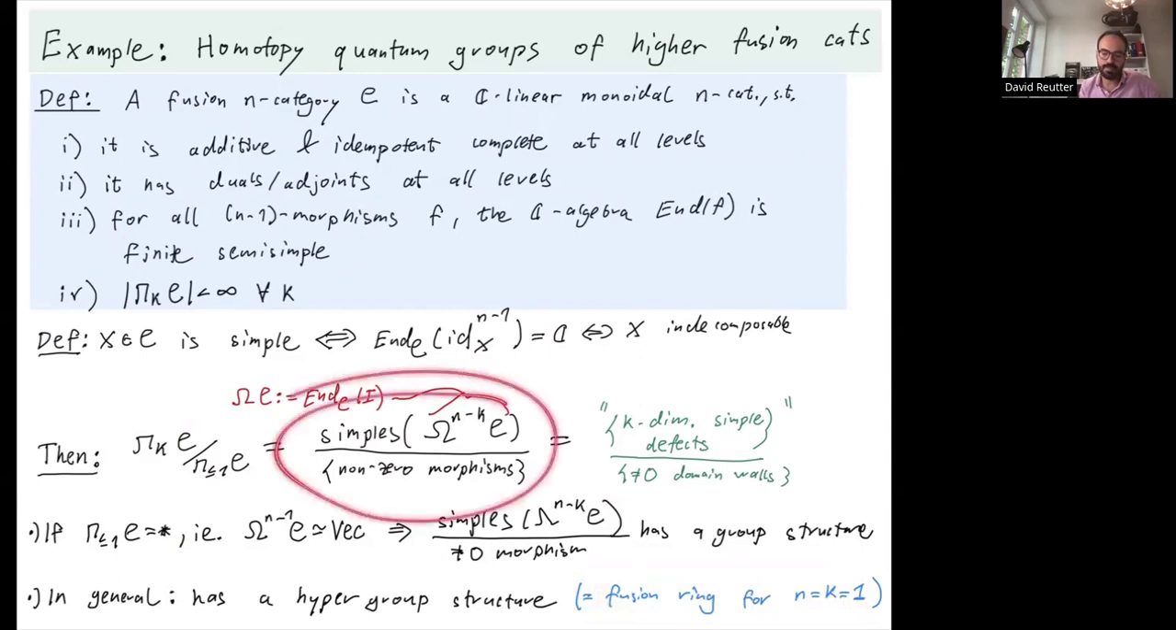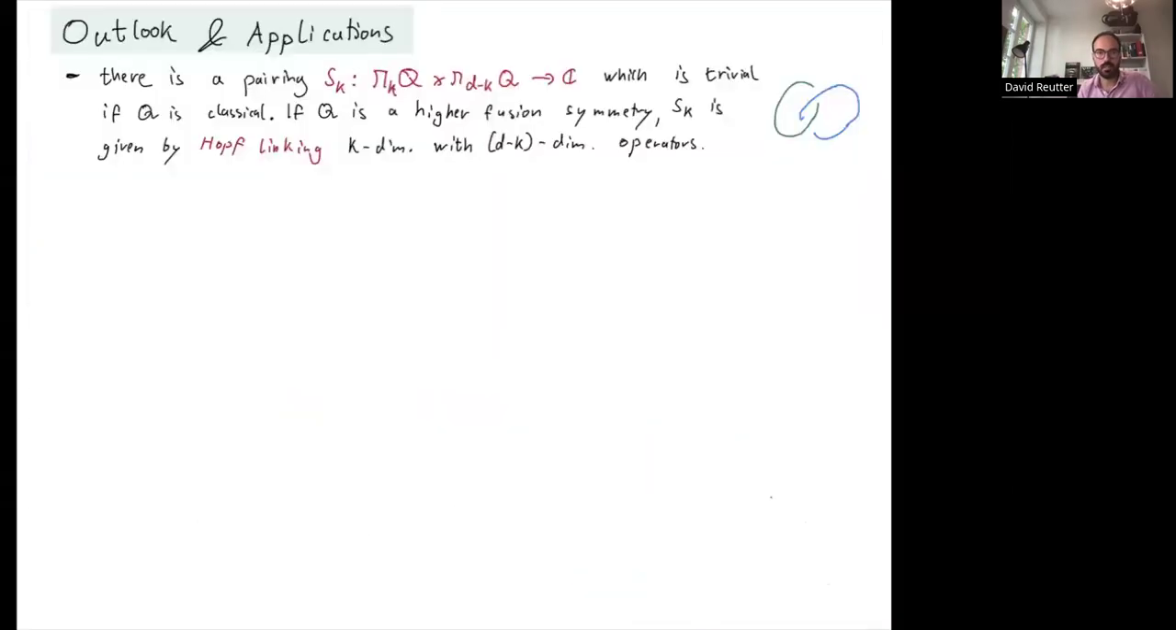So these are the higher analog of fusion rings. You have them in all dimensions for all dimensional operators. And the fusion ring structure is now just this quotient of this abelian group by this finite group. And that's very cool. So this gives you some information of how the higher fusion rings will have to look.